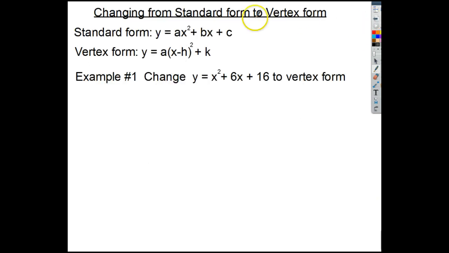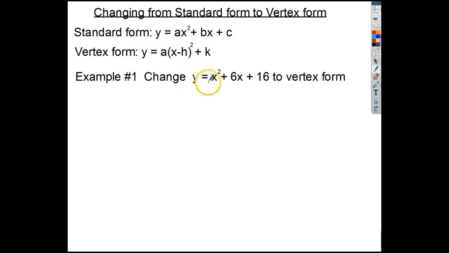Okay, now we're going to talk about changing from standard form to vertex form. You'll remember in earlier lessons we changed from vertex to standard, and we changed from intercept to standard. Well, the reason we didn't go from standard to vertex is because we have to know how to complete the square to do that. Just a reminder here, standard form is y equals ax squared plus bx plus c, and vertex form is y equals a parentheses x minus h squared plus k.